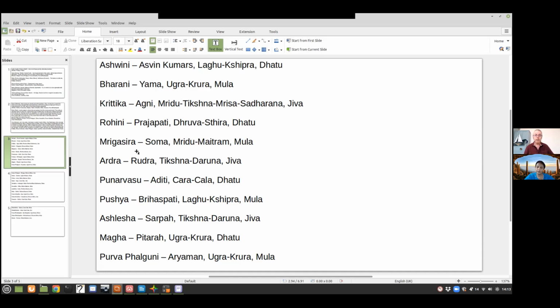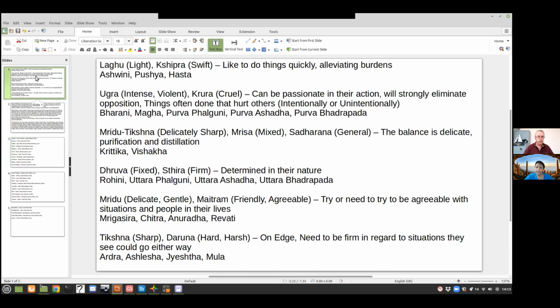Punarvasu, which is connected to Aditi, which is a Chara and Chala nakshatra. I don't know if we went over the Chara and Chala nakshatras. Did that get somehow left off? Yes, we don't have Chara and Chala. Oh, I think I might have. I will explain it to everyone very briefly, and I actually have it written on a list.